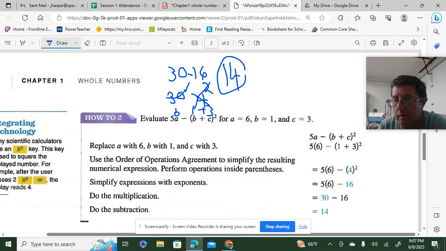14 is our answer, and 14 is the answer down here. Now, I did that in my head. Use your calculator, though. Okay?